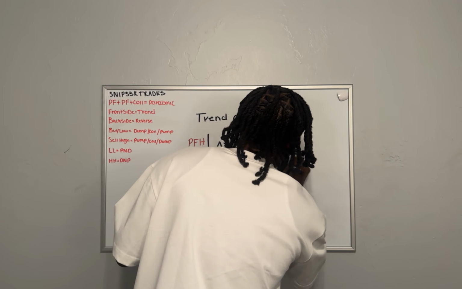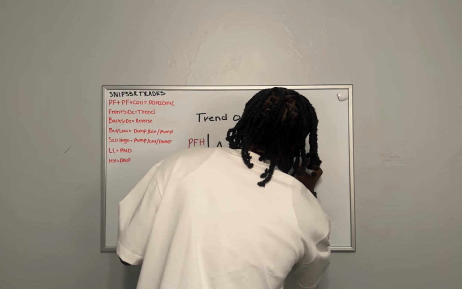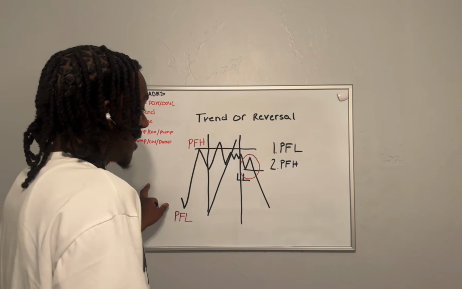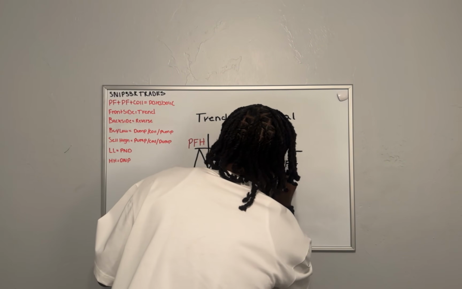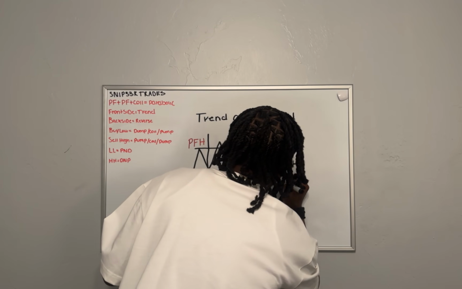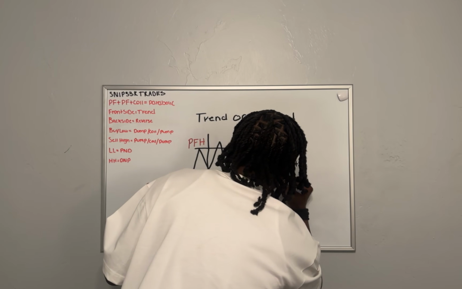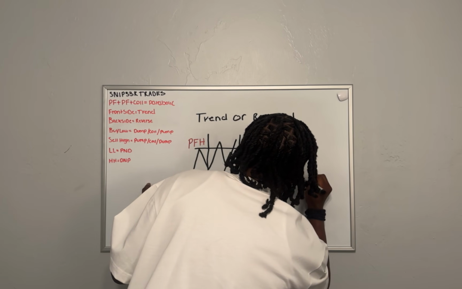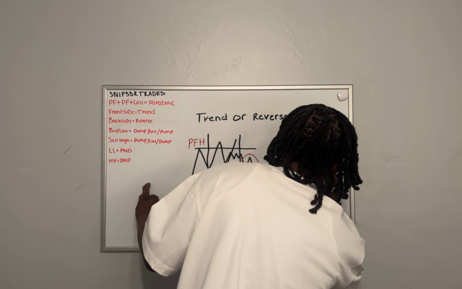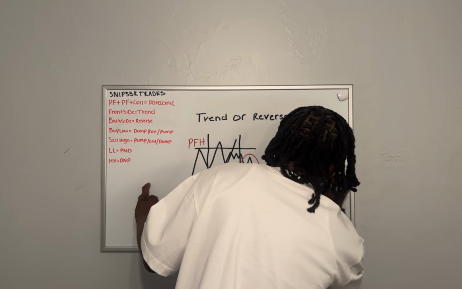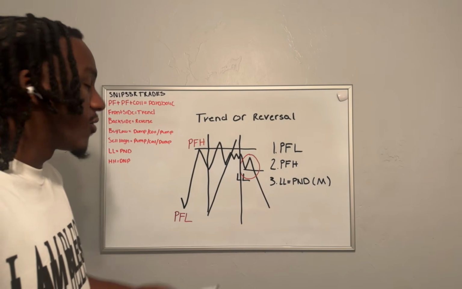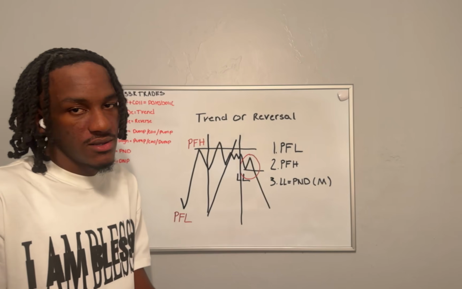Step two will be a peak formation high in London. And step three will be my lower low for my pump and dump template. Now, this can be an M formation. It won't always be an M formation.